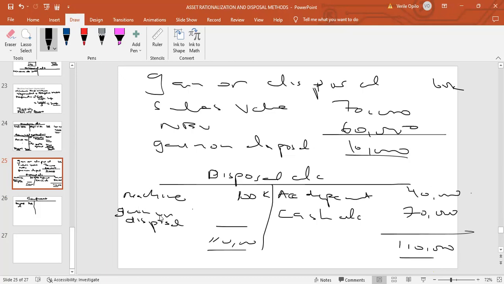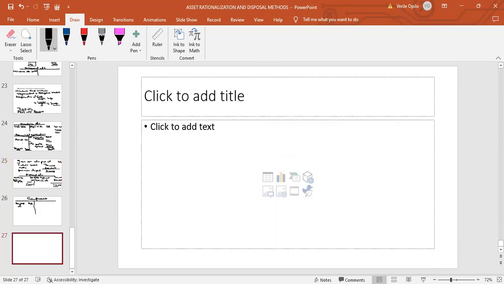So we show here gain on disposal, an amount of 10,000 Kenya shillings. So that is how we are expected to show it in the event that the company has sold an asset, and this asset has been disposed and the business has been able to get a return out of it. So we can summarize this.